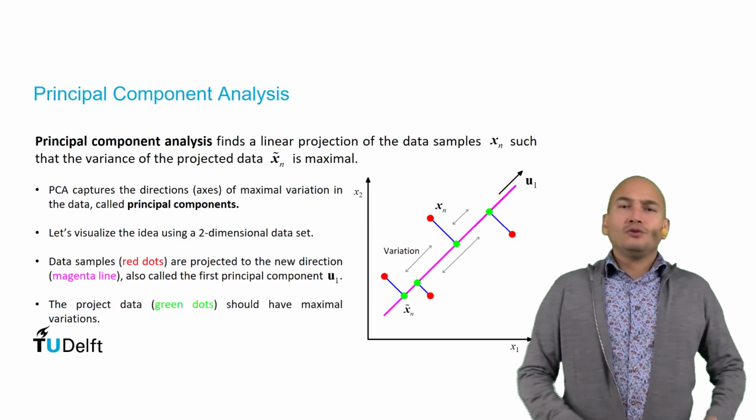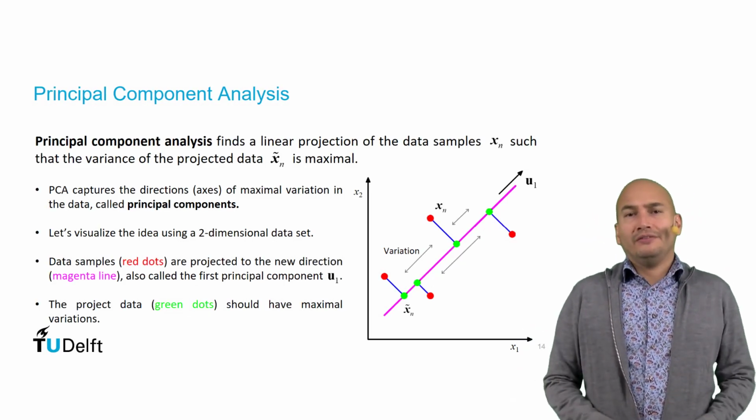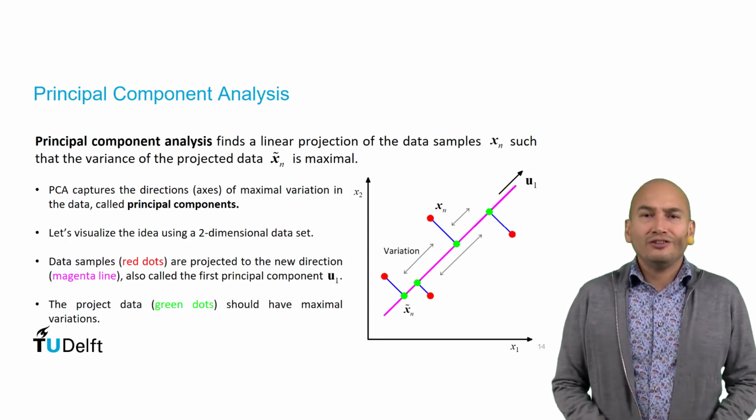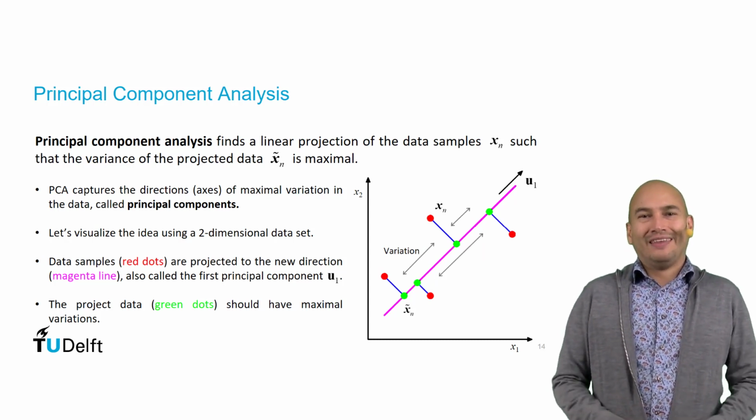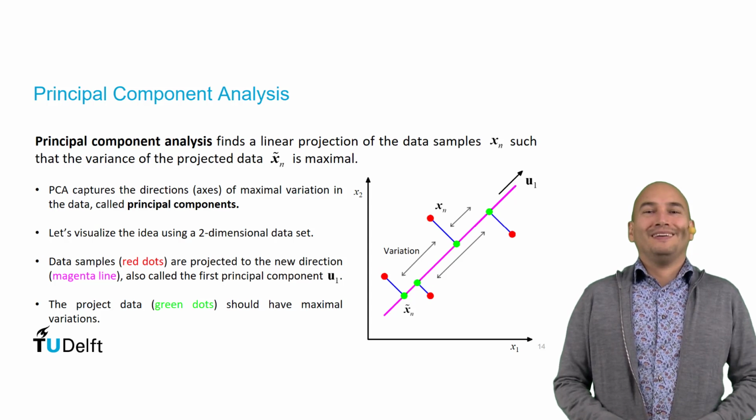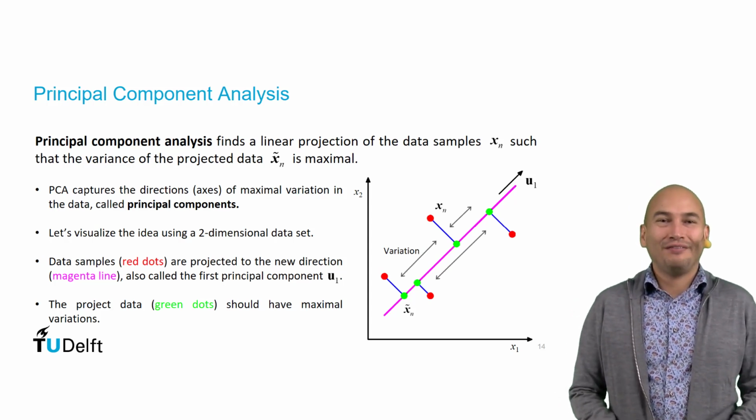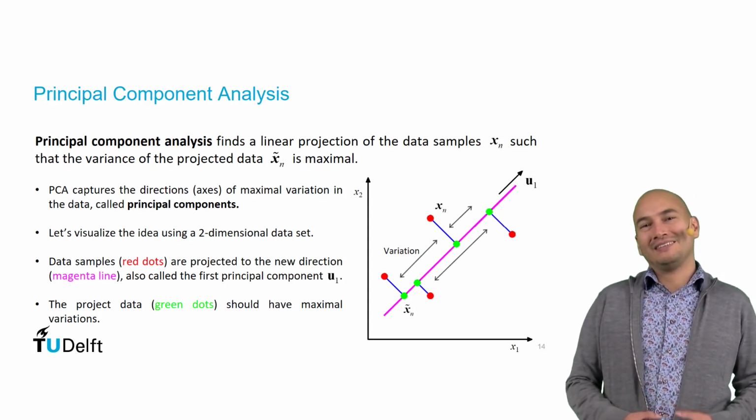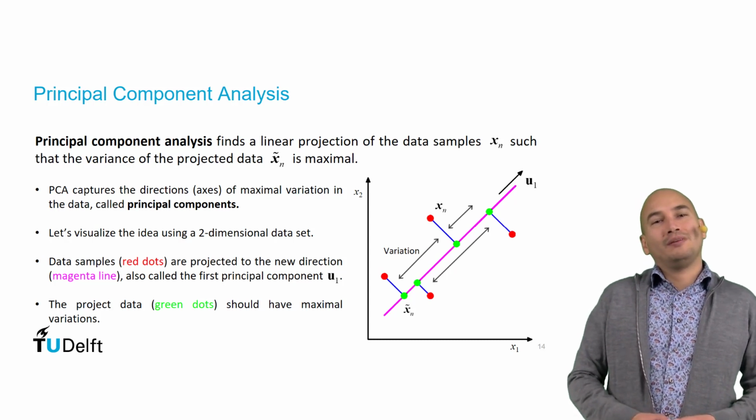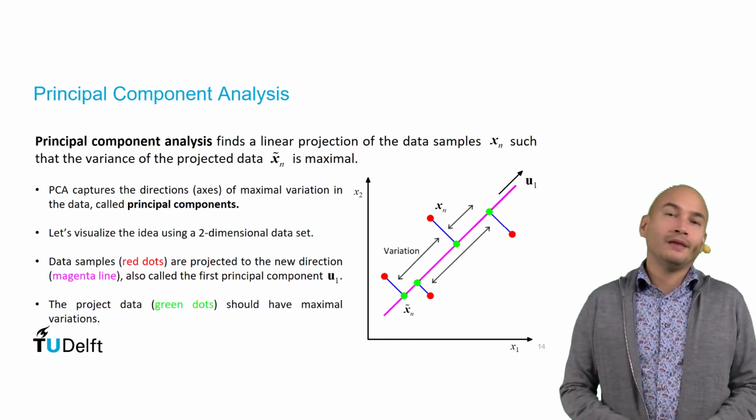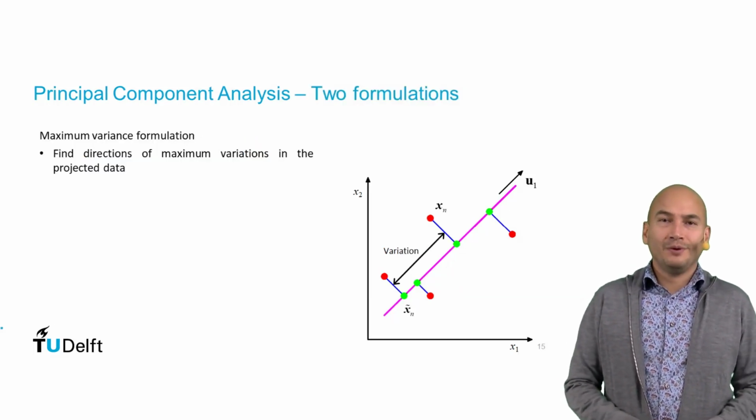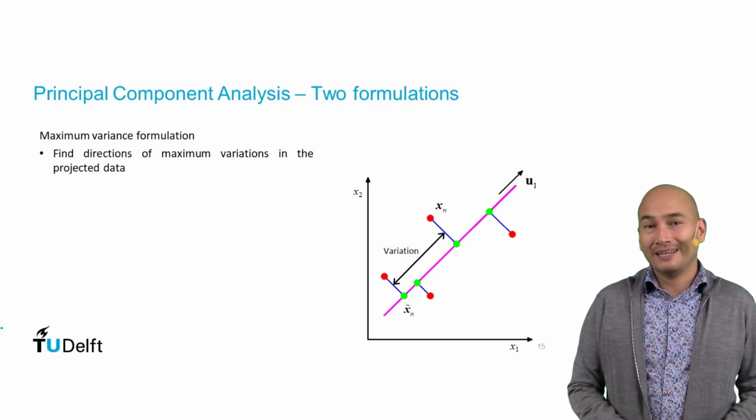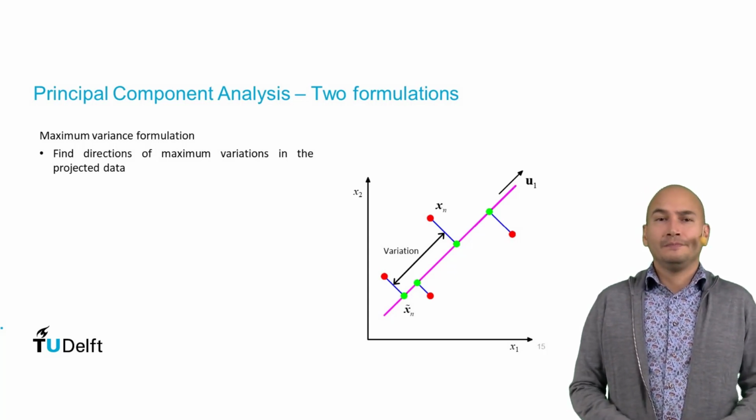Here we can visualize the variations of the projected data. You can try to project the data onto a direction different than u1, and you will find that the variations of the projected data are smaller than those from the principal component u1. So far, we have been learning the maximum variance formulation of PCA.